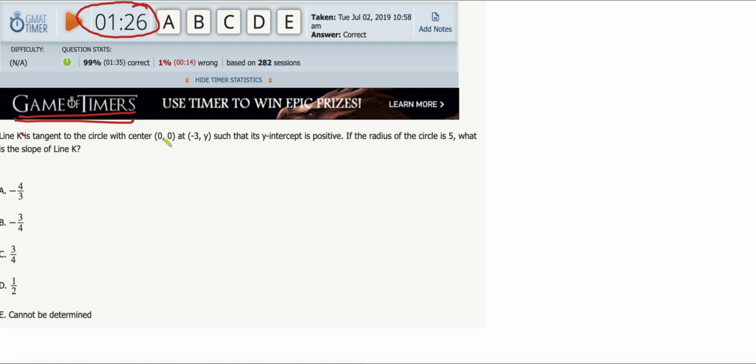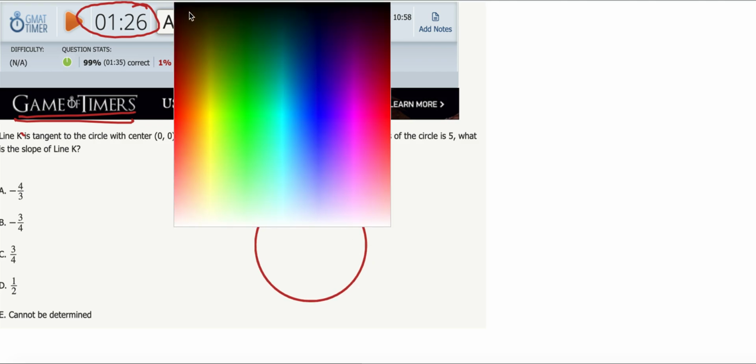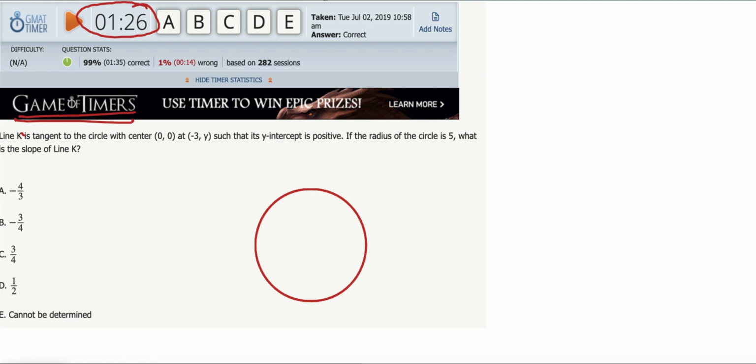Line K is tangent to the circle with center (0, 0) at (-3, y), such that the y-intercept is positive. The first thing I would like to do, which I keep suggesting to every student of mine, is to always draw the figure for any such coordinate geometry question. So here comes the figure first.